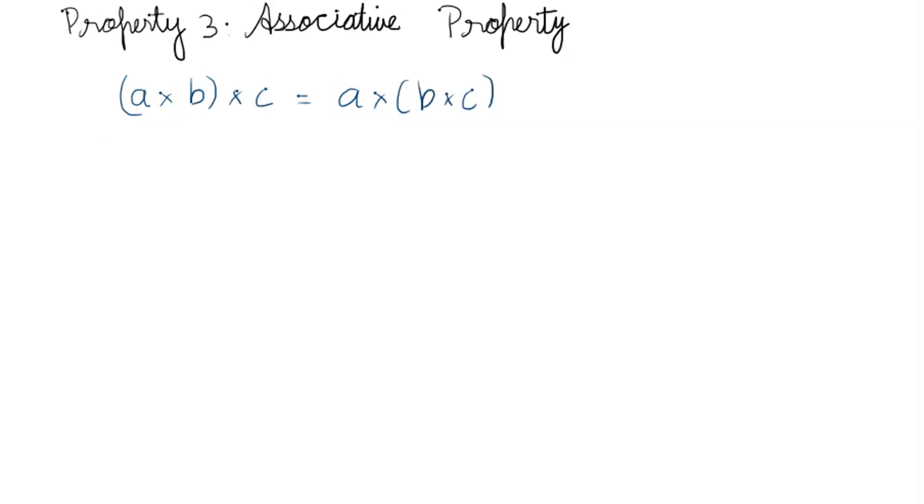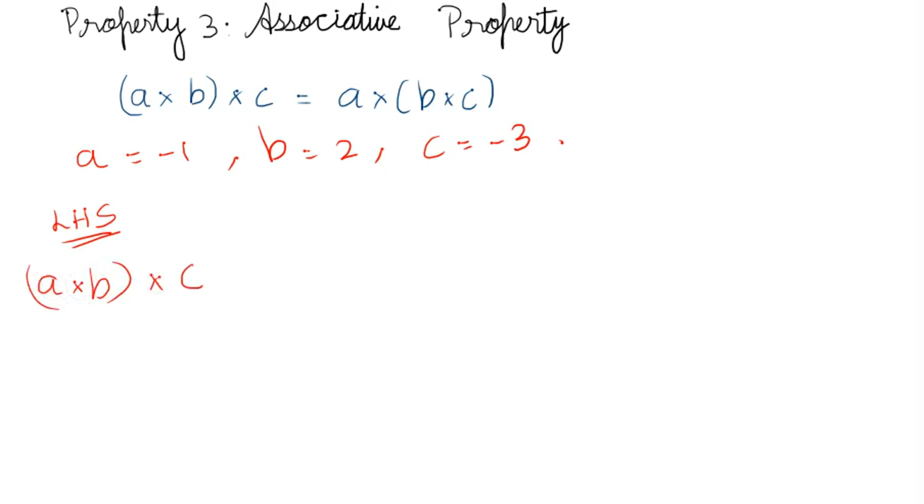Property 3 is associative property. Associative property states that for any integers, a into b into c is equal to a into b into c. We'll check this also with an example of a equal to minus 1, b equal to 2 and c equal to minus 3. First let us check the LHS. Our LHS is nothing but a into b into c. Our a is minus 1, b is 2 and c is minus 3. So minus 1 into 2 is minus 2, and we have into minus 3 here.